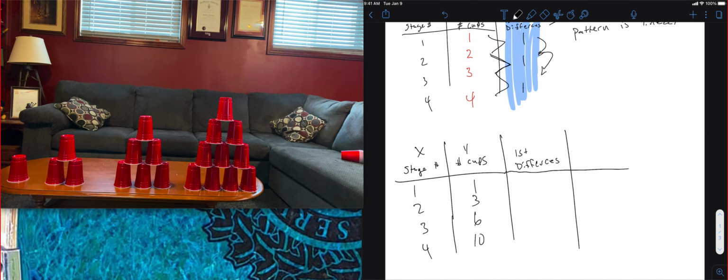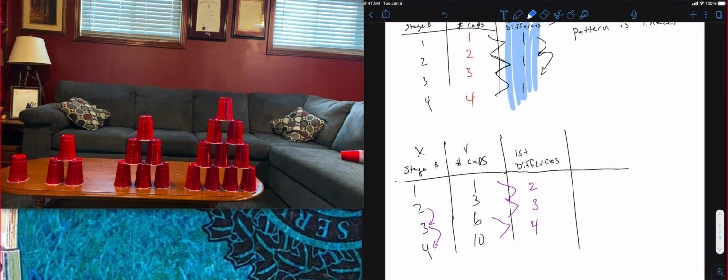Okay, so when I go from stage 1 to stage 2, I get an increase in the cups by 2, because I'm going from 1 to 3. To get from stage 2 to 3, I go from 3 to 6, which is a difference of 3. Then to get from stage 3 to 4, I have 6 cups, and then I go to 10. Well, that's 4, right? So I've increased by 2, increased by 3, increased by 4.